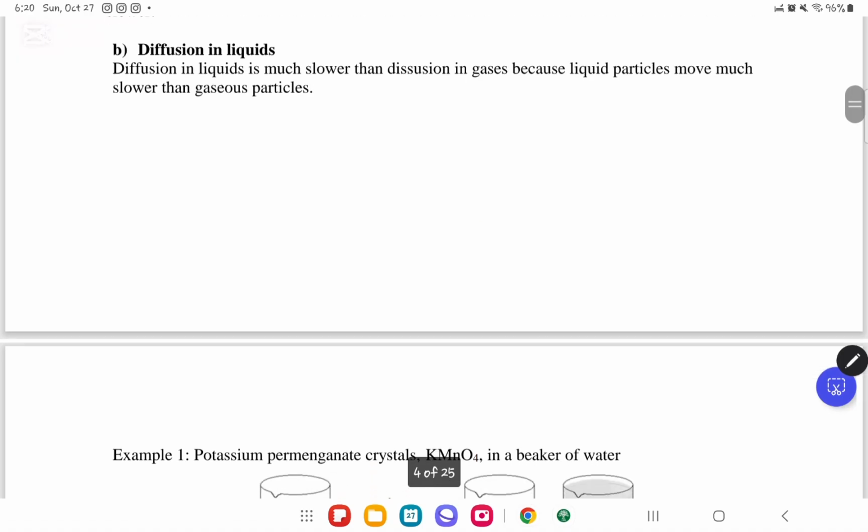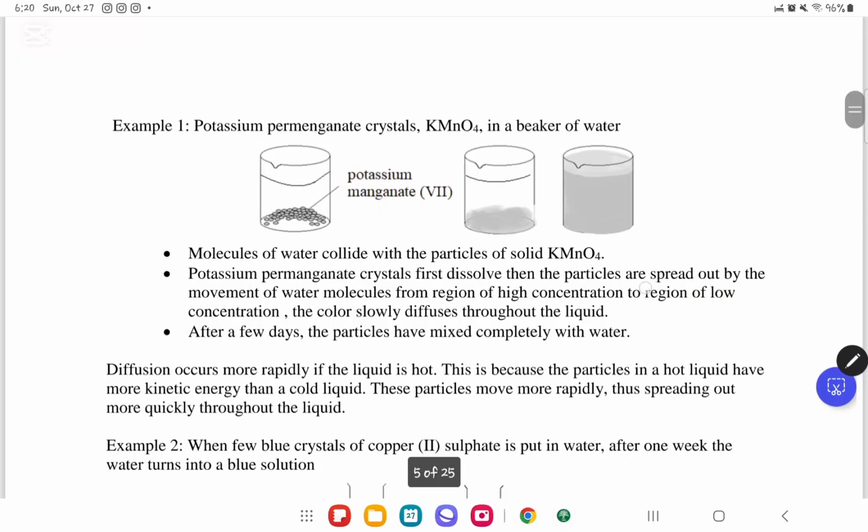Now, diffusion in liquids. Of course, since the kinetic energy of liquids is less than the kinetic energy in gases, diffusion will happen slower in liquids. So diffusion in liquids is much slower than diffusion in gases because liquid particles move much slower than gaseous particles. Okay? So if we're going to go to example 1, they're going to explain to us what they did.